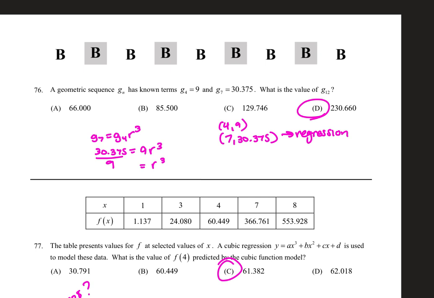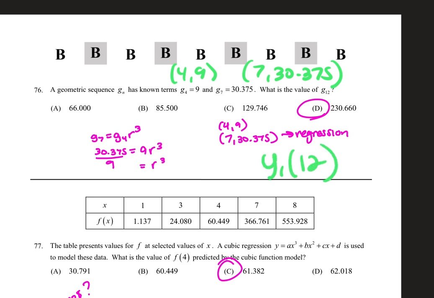All right, 76 says a geometric sequence has terms g of 4 equals 9 and g of 7 equals 30.375. Find the value of g of 12. Two ways to do it. One, literally plug those in as your x and y. So 4, 9, and 7, 30.375, and run an exponential regression. So you have to know geometric means exponential. Run an exponential regression, and then do y1 of 12. That's the easiest way to do it.